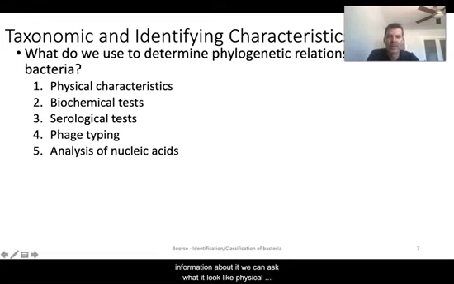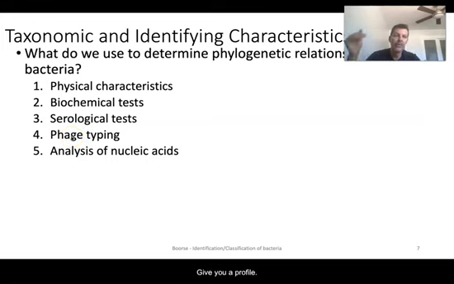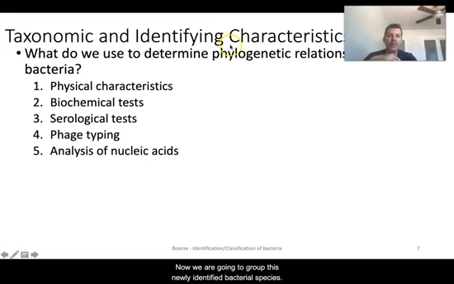We can ask, what does it look like? Physical characteristics. What about its chemistry or its biochemistry? What about its serology, in response to within human blood? But we can now ask the question, what phage can infect it? All of these things give you a profile that allows us to better understand how we are going to group this newly identified bacterial species. Okay, so those are 5 types of characteristics that can be used.